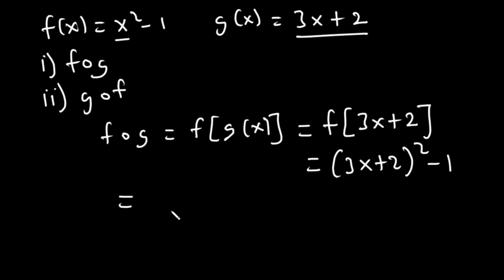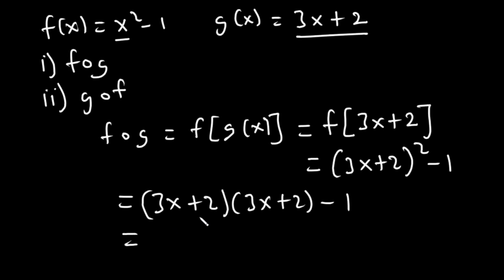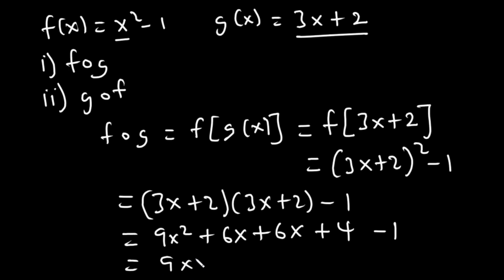Now (3x plus 2) all squared is equal to (3x plus 2)(3x plus 2), minus 1. 3x times 3x is 9x squared. 3x times 2 is 6x. 2 times 3x is 6x. And then 2 times 2 is 4, minus 1. So we have 9x squared plus 6x plus 6x is 12x. And then 4 minus 1 is 3. So this is f of g.